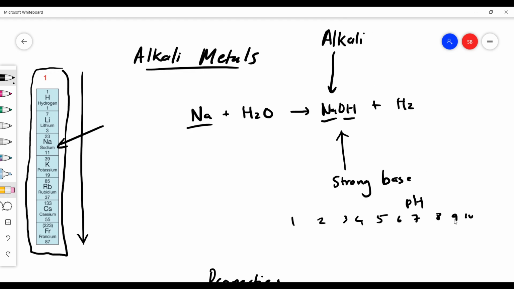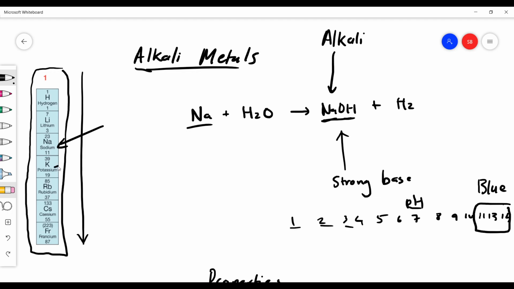If you look at the pH scale, 1, 2, 3, 4, all the way up to 14, sodium hydroxide will be around this region. It'll be blue if you use universal indicator, which is just a piece of paper that indicates whether something's an acid or a base. Another word for base is alkali. So the reason they're called alkali metals is because they form alkalis, like sodium hydroxide.